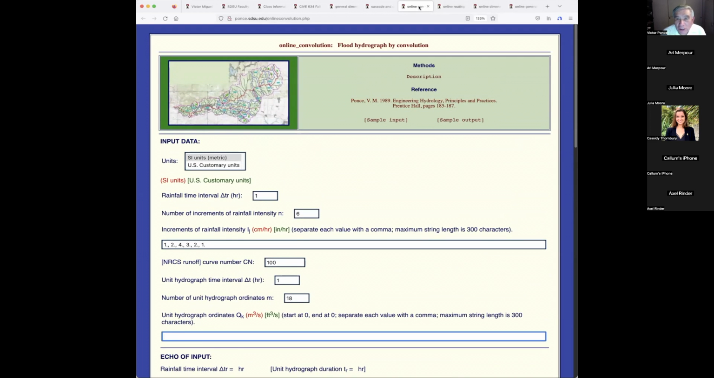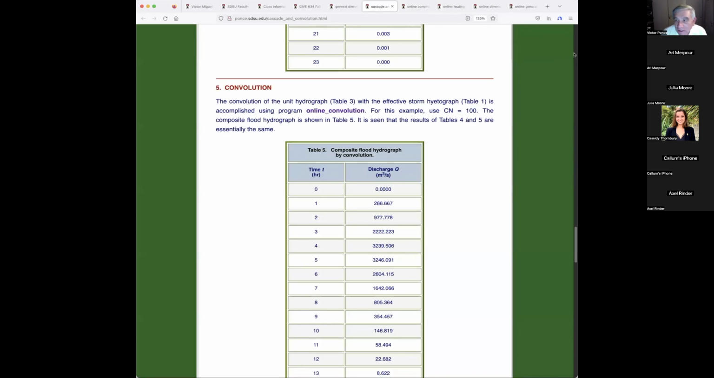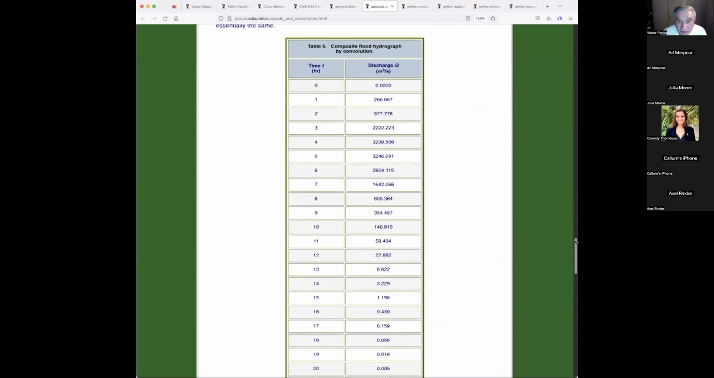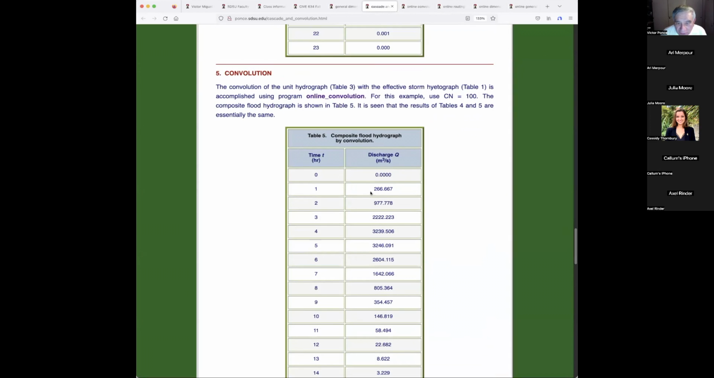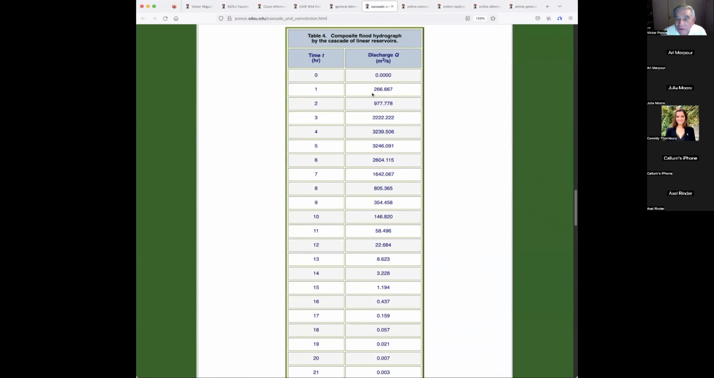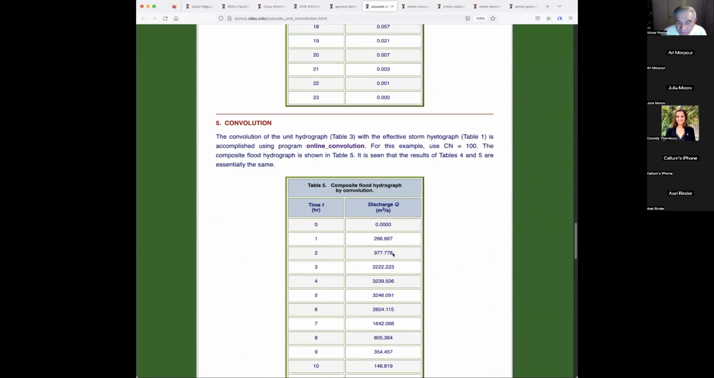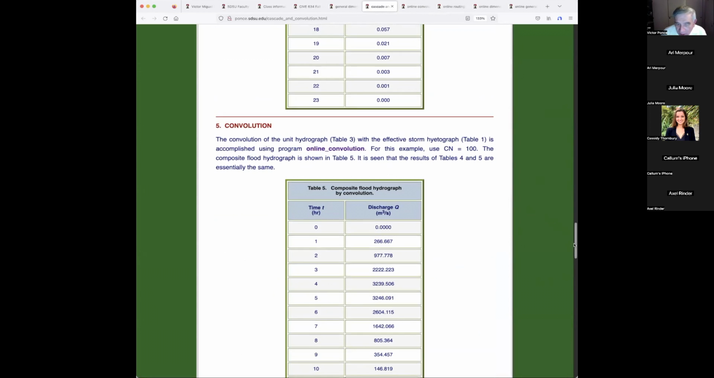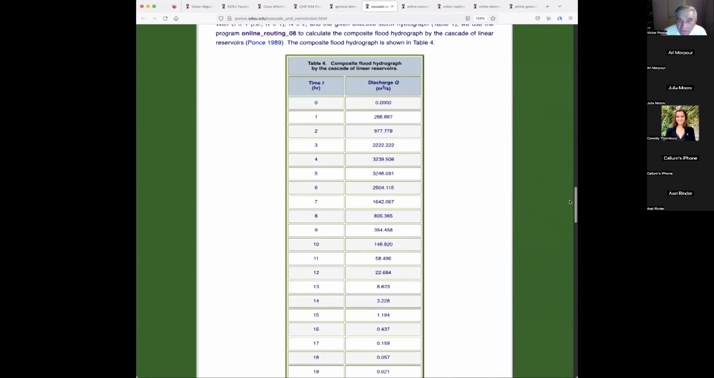And then I'm going to show you the, hopefully, results. This is the results. Now let's take a look at the results in here. The convolution: the first number is 266.667. And over here, the first number is 266.667. The second number is 977.778. The second number is 977. The peak of this whole thing is 3246.091 at time t equal 5. Here, 3246.091.